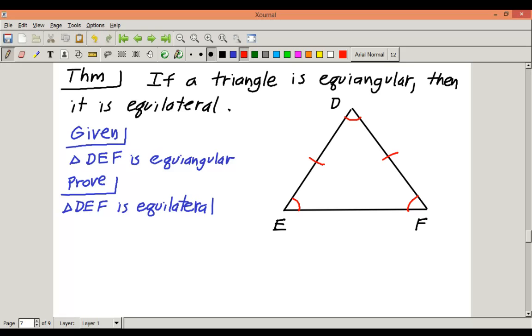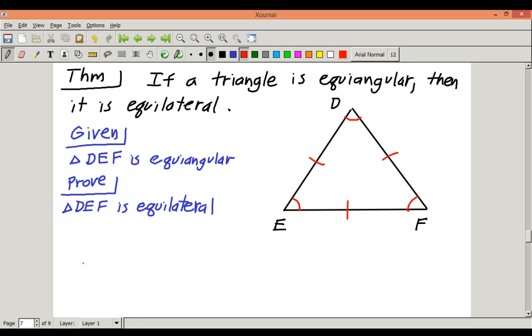Okay, now let's consider a different pair of congruent angles. So let's say angle D and angle E are congruent, which they are. It's part of the given. That means that side DF and side EF are congruent. So we see from that all three sides are congruent.